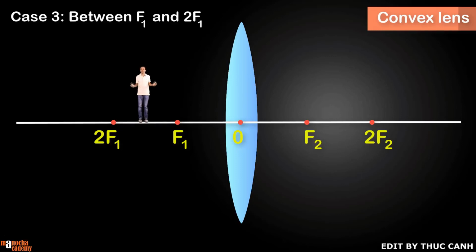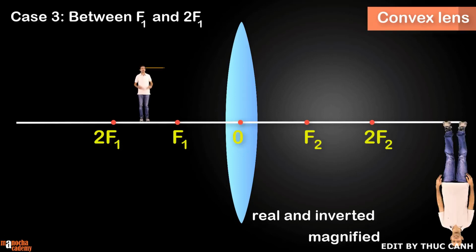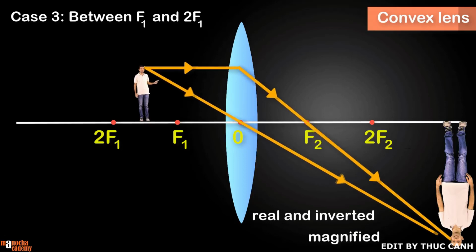So we have our case 3 here, where the object is between f1 and 2f1. I would suggest you pause the video here, draw the ray diagram and try to find the image yourself. Also write down the properties of the image formed. So what's the nature of the image you got? That's right. The correct answer is it's a real and inverted image that's magnified. Here's the ray diagram and as you can see, the position of the image is beyond 2f2.